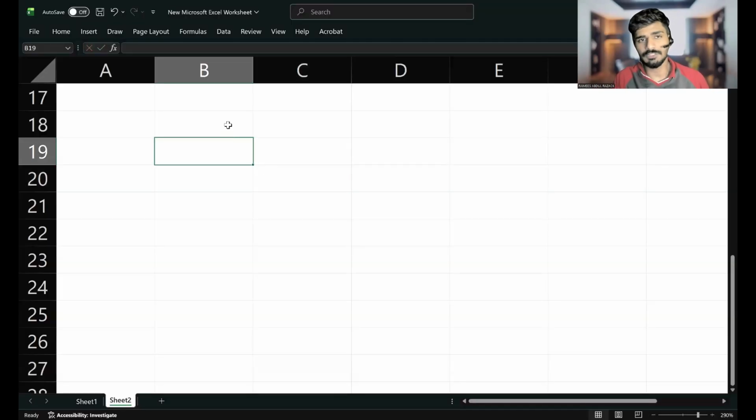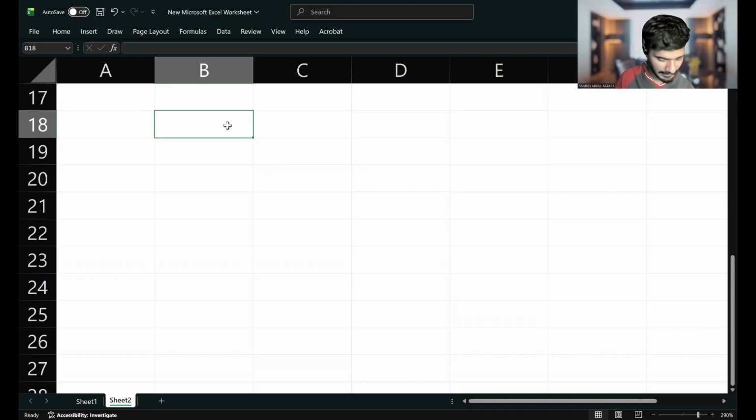So let's start. As I told yesterday, we had already completed investment appraisal. Today we will be discussing working capital. So let's discuss working capital.